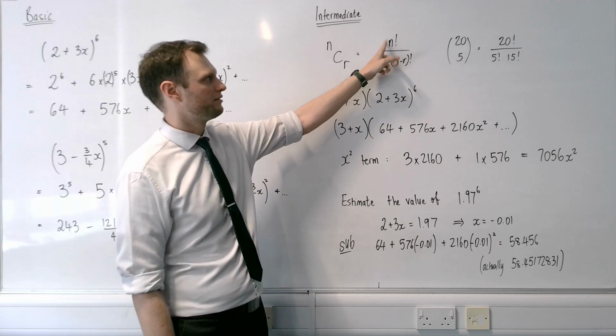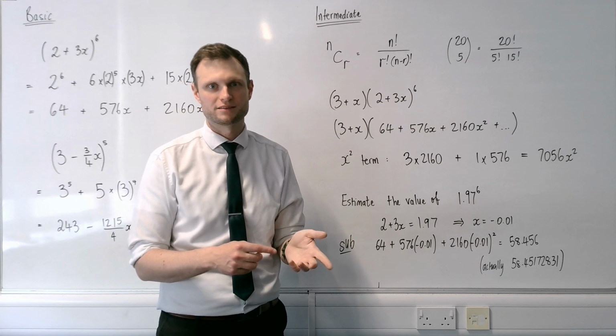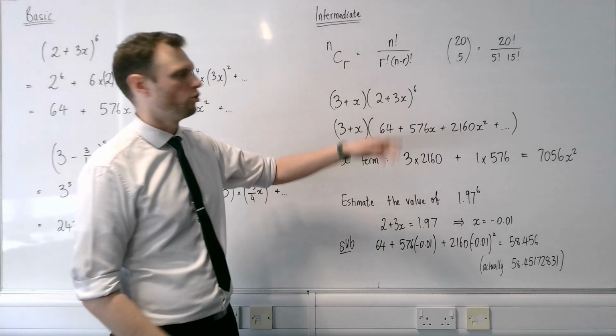So n choose r is n factorial, which means n times by 1 less than n times by 2 less than n, all the way down to times by 1.